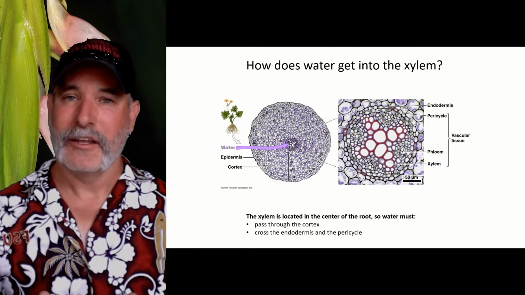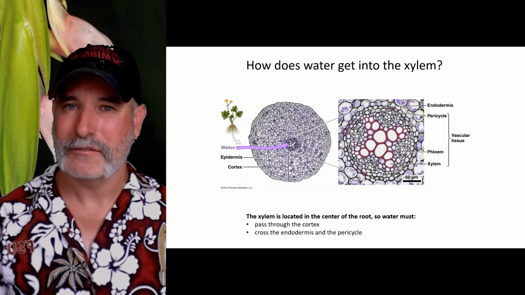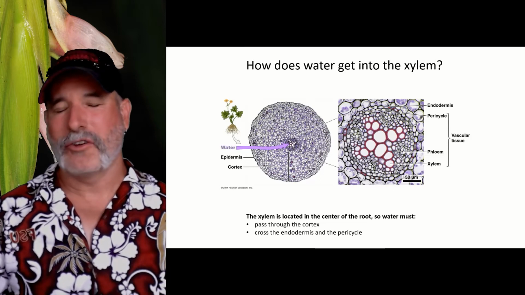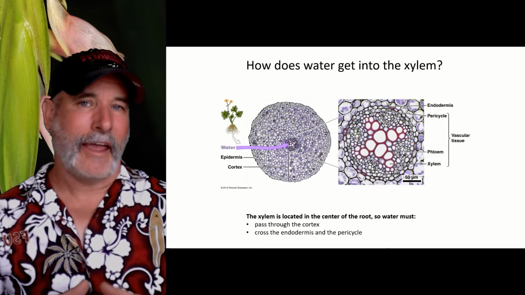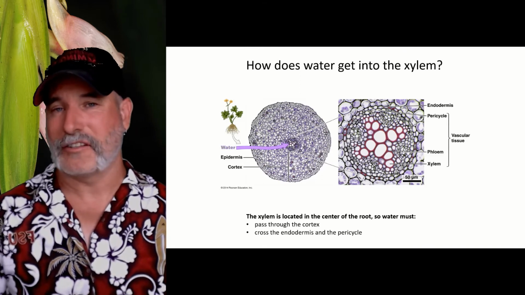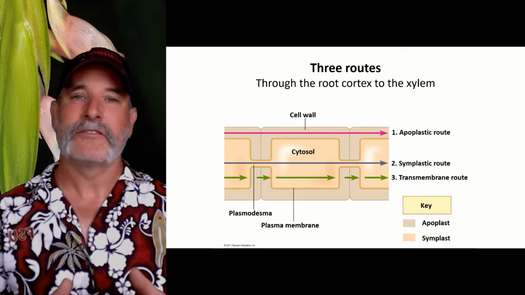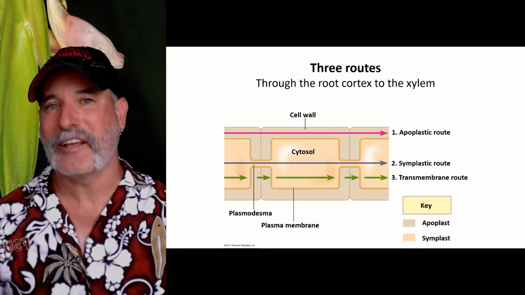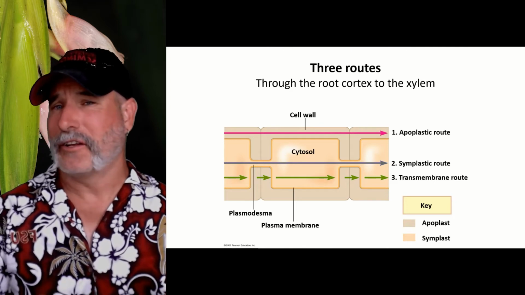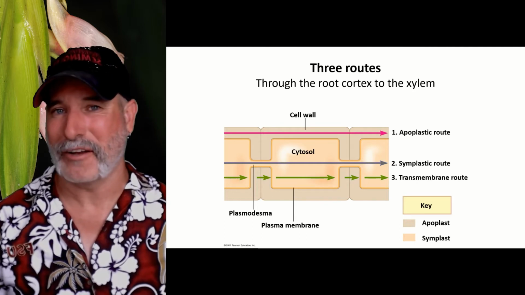So the xylem, you notice where it is? It's at the center part of the root, okay? And so water has to cross both the endodermis and the pericycle. The endodermis is going to control the electrolytes, the ions that get into the vascular system. So there are 3 routes the water can take through the cortex. You can do the apoplastic route, you can do the symplastic route, and then you can do the transmembrane route.